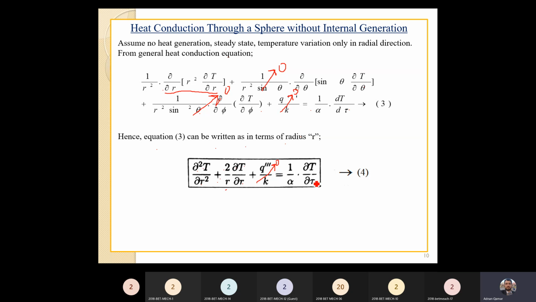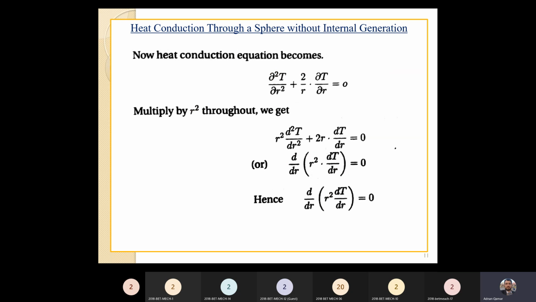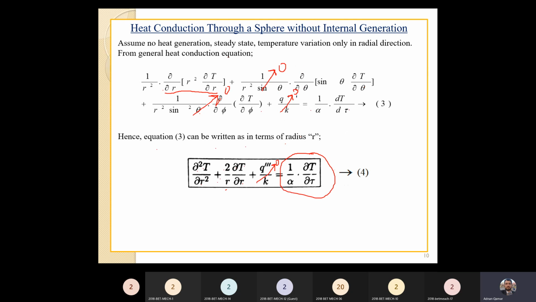If you assume that it is a steady state, this term would also become equal to 0. So now the heat conduction equation becomes partial square T over partial R square plus 2 over R partial T over partial R is equal to 0. This would also equal 0 if it is a steady state conduction, and if there is no internal heat generation, this term would also be equal to 0.